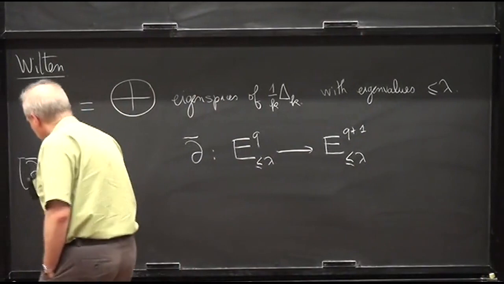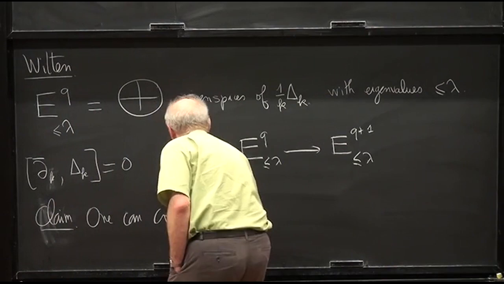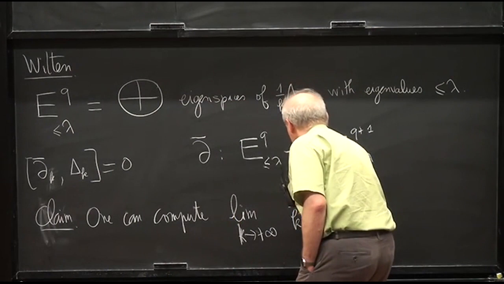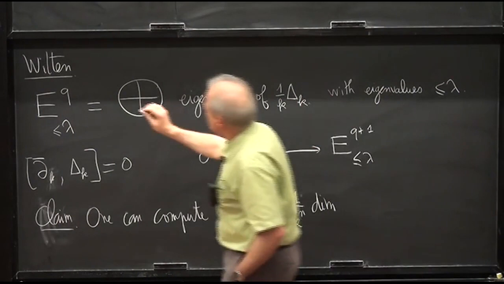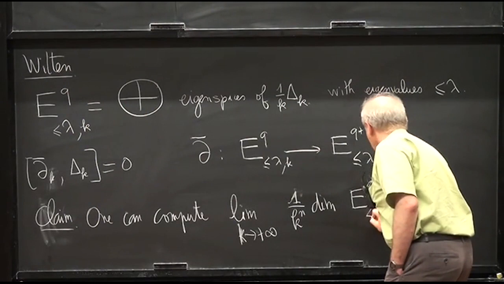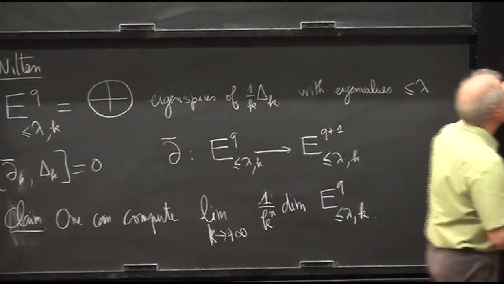And it turns out that you can compute. Discussion, okay? One can compute the limit as k tends to infinity of 1 over k to the n times the dimension of those things. Of course, it still depends on k. Maybe I should put a k. So I will not give details, neither will I give the formula, but I will tell you why this is computable. This is very easy.